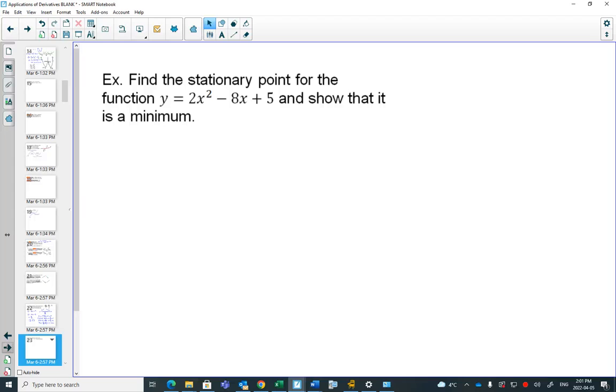So here's one for you to try. Another parabola. We know this parabola is opening up, so you should know that the stationary point or the vertex will be a minimum. But can you show it using calculus? And can you find it using calculus? And then you just need to write your statement.